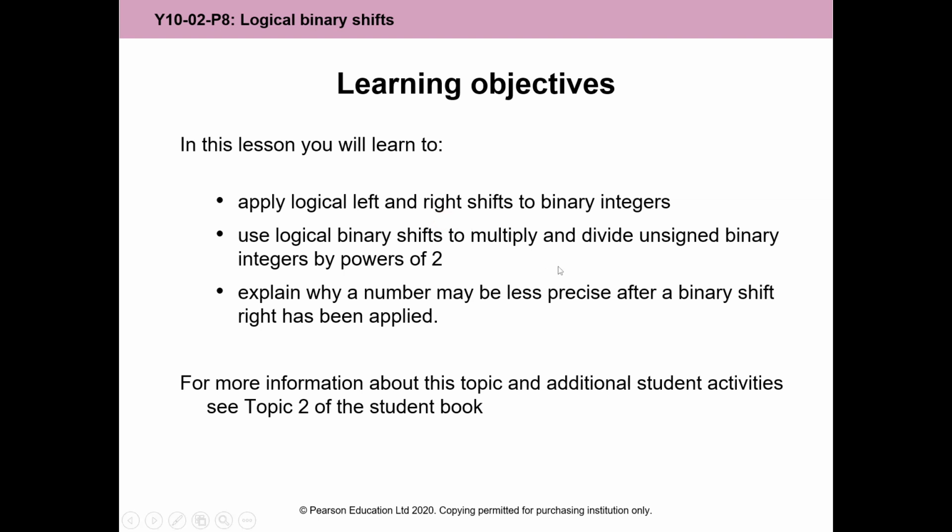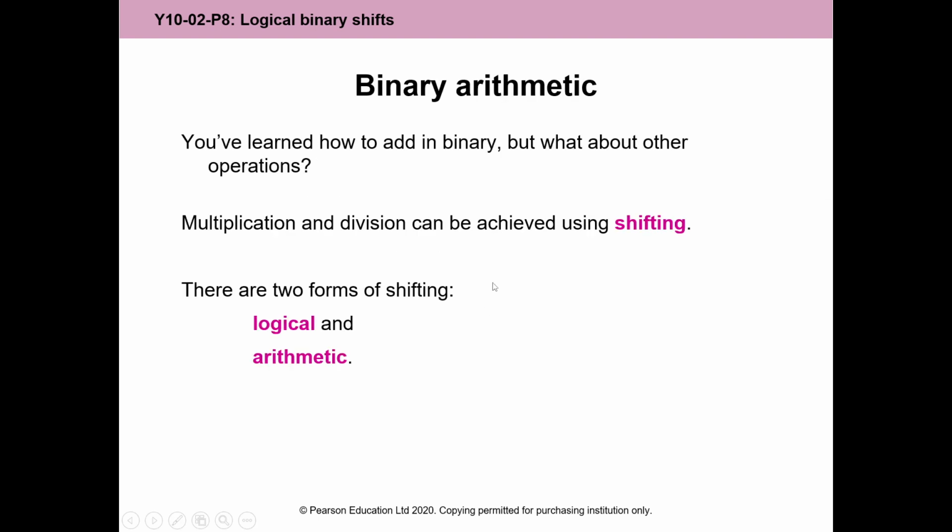So we'll go through some examples, but basically you can multiply and divide by powers of 2 by shifting binary values left or right, and we'll look at that. And we might lose some precision after we divide by 2. We'll look at how that works.